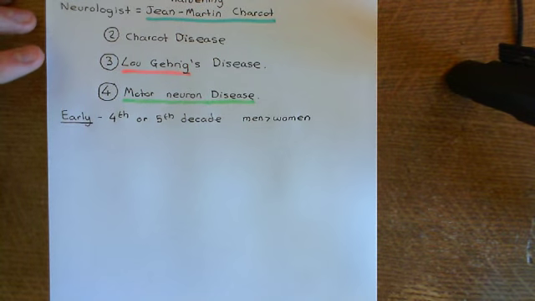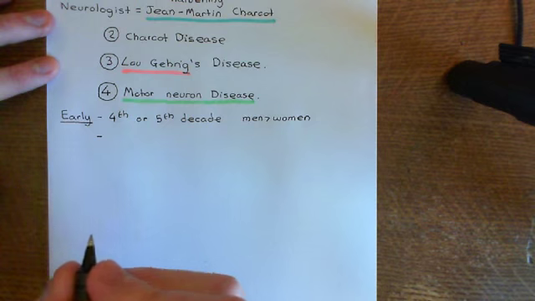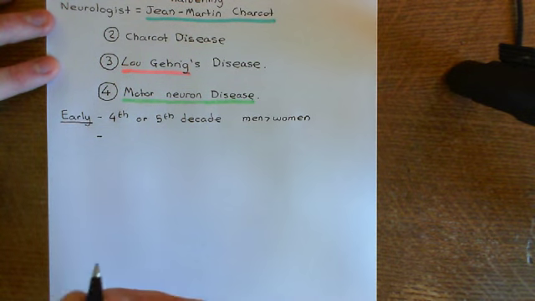So what are then the first symptoms of amyotrophic lateral sclerosis? Well, the first symptoms are that you get painless weakness of the hands and of the legs.